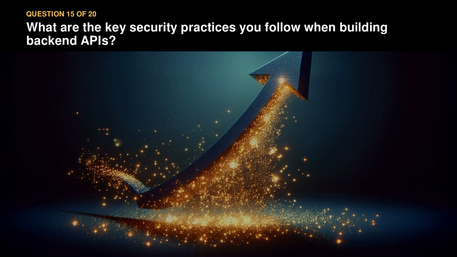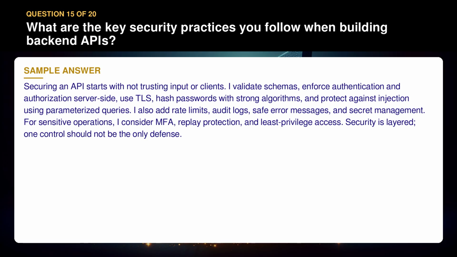Question 15. What are the key security practices you follow when building backend APIs? Securing an API starts with not trusting input or clients. I validate schemas, enforce authentication and authorization server-side, use TLS, hash passwords with strong algorithms, and protect against injection using parameterized queries. I also add rate limits, audit logs, safe error messages, and secret management.